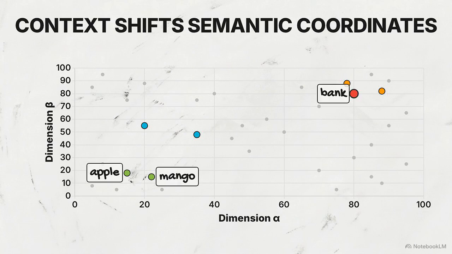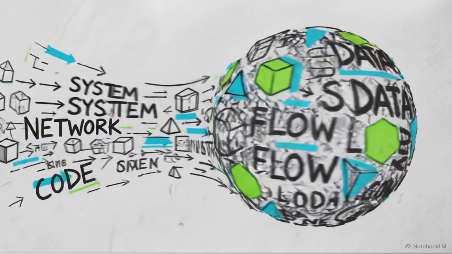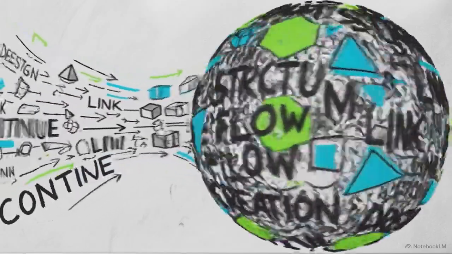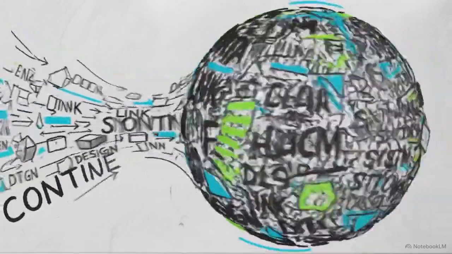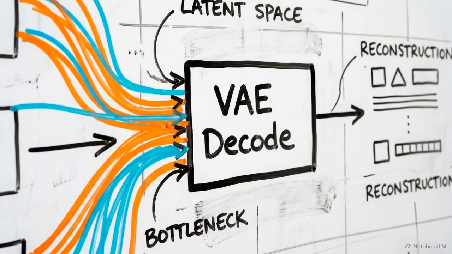Words change meaning based on context. In "the bank of the river," the system scans surrounding tokens. Recognizing water, the bank vector recalculates its trajectory toward nature. By the time data exits the text encoder, subjective human language has been converted into precise geometry that the machine can calculate.